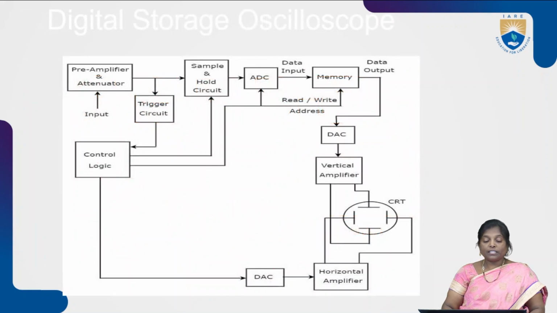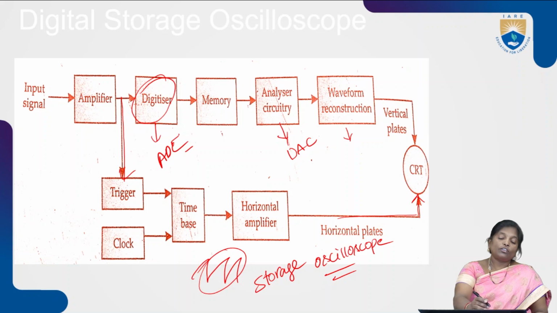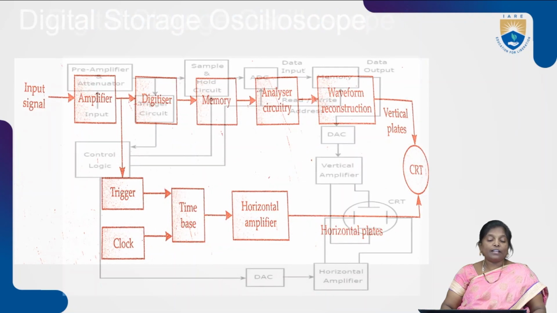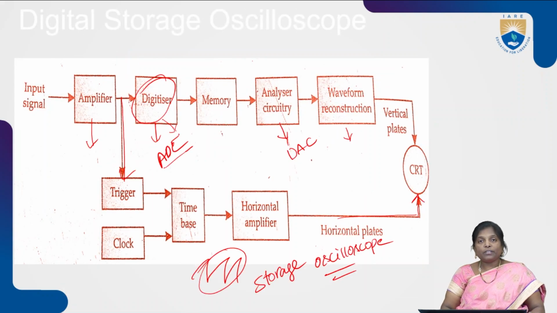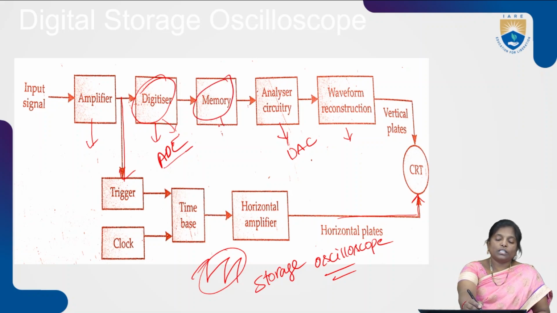Both the diagrams represent the same purpose, digital storage oscilloscope. The only difference is that instead of analog to digital converter, we are calling it a digitizer. At the input section, we are using an amplifier. The amplifier itself consists of both a preamplifier and attenuator section. The preamplifier and attenuator section strengthens the input signal. At the same time, if there exists any noise or unwanted signal, that noise or unwanted signal is removed. So, this memory unit will store the data.